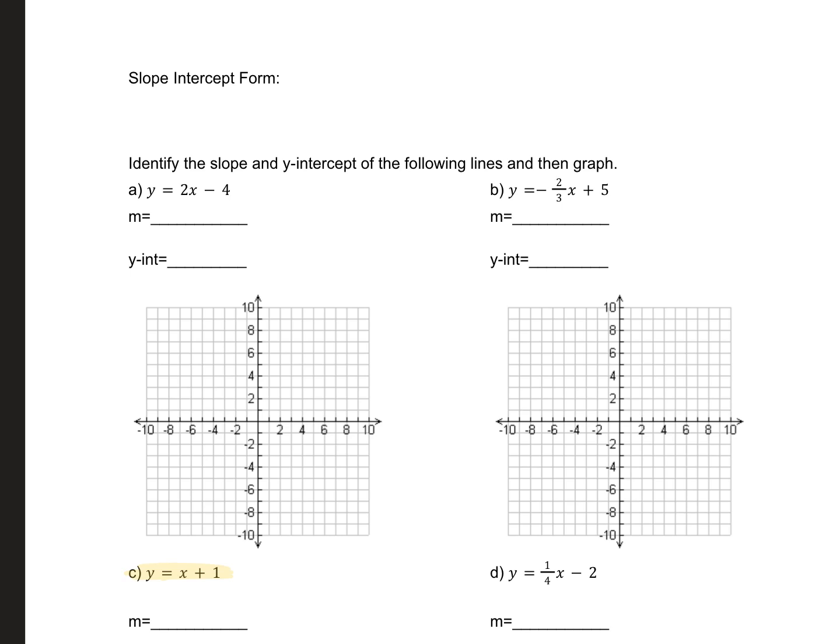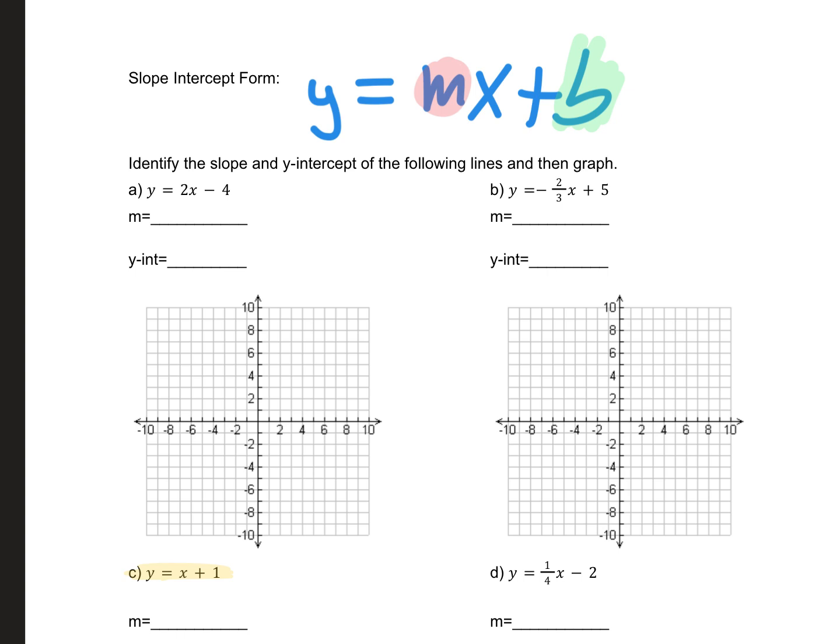Okay, so the next part of this section, we're talking about slope-intercept form. Whenever we have an equation that is in a certain form, in this case, it'll look something like this: y equals mx plus b. Now, the two variables that'll change, depending on your equation, are the variables m and b.